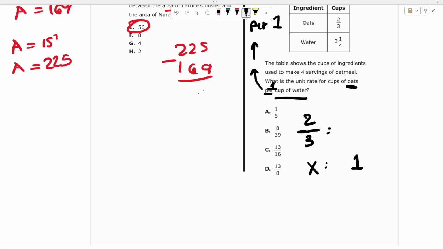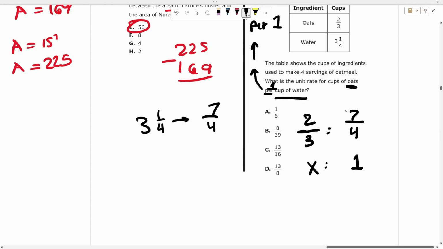The way that I want to do that is I want to first make 3 1/4 into an improper fraction, which is 7 over 4. So we know that 7 over 4 is equal to 3 1/4. Sorry, 13 over 4 is equal to 3 1/4. Okay, so we know that the ratio now is 2/3 cup of oats to 13 over 4 cups of water.